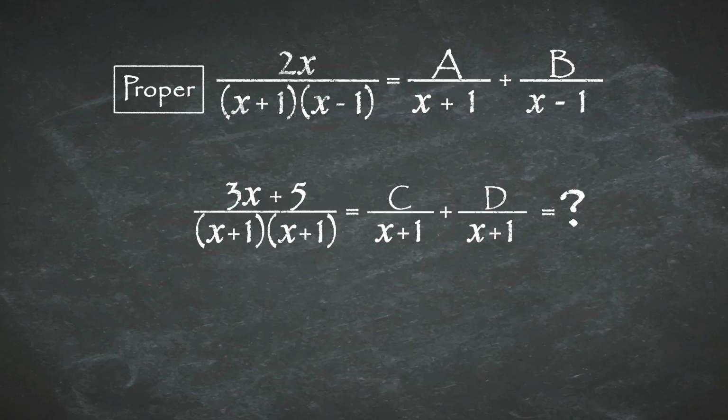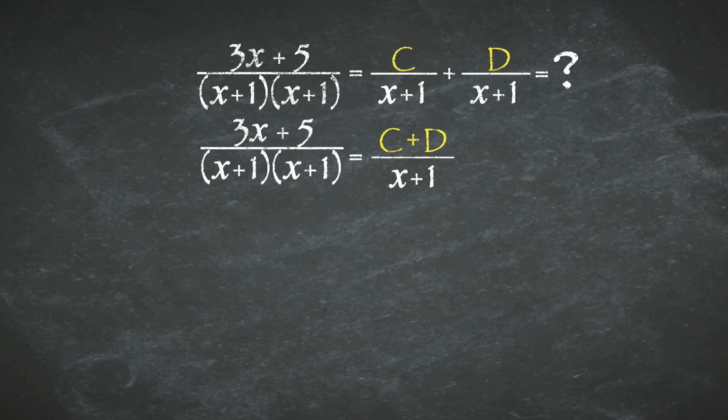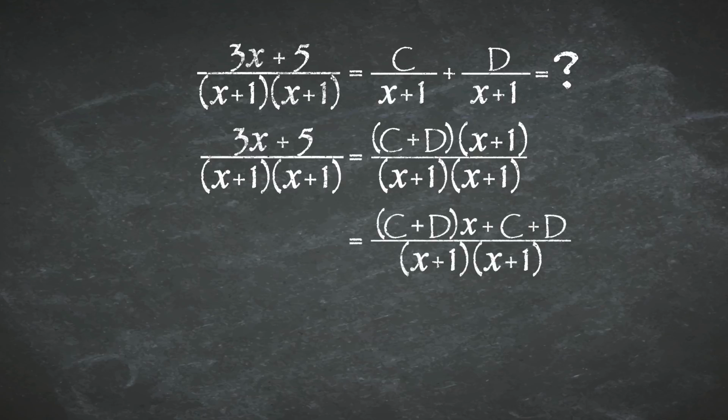Let's try to find the values of the constants c and d. As usual, combine the two partial fractions into a single fraction in order to compare with the left-hand side. Both sides are supposed to be equal, but their denominators are different. How do we make them the same? That looks right. Simplify the numerator on the right-hand side. Now we can equate the numerators.